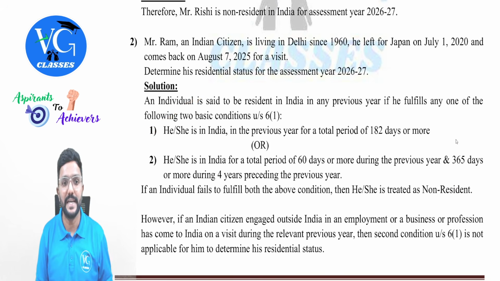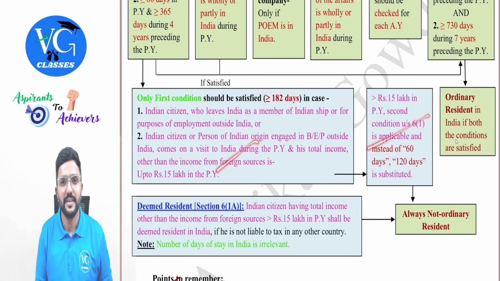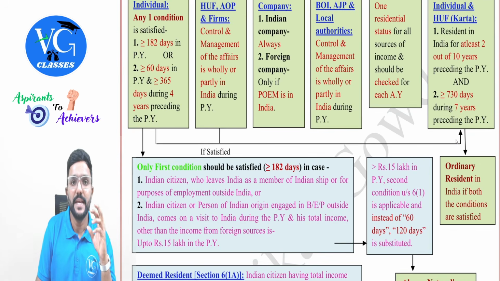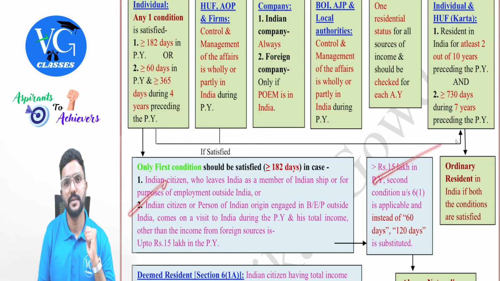He is a resident. And when he is covered in the explanation, whether the income is above or below the limit doesn't matter, because the income is not given in the question and he satisfies the first condition only. If he had not satisfied the first condition, then income would be relevant, to decide between this point or this point. But in this given case, Ram will fall under the first condition.